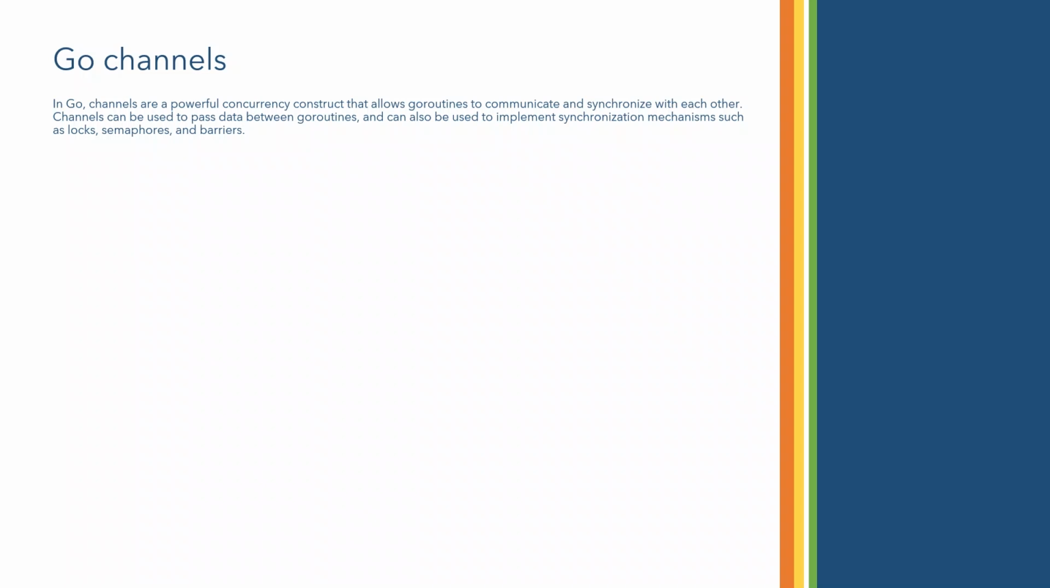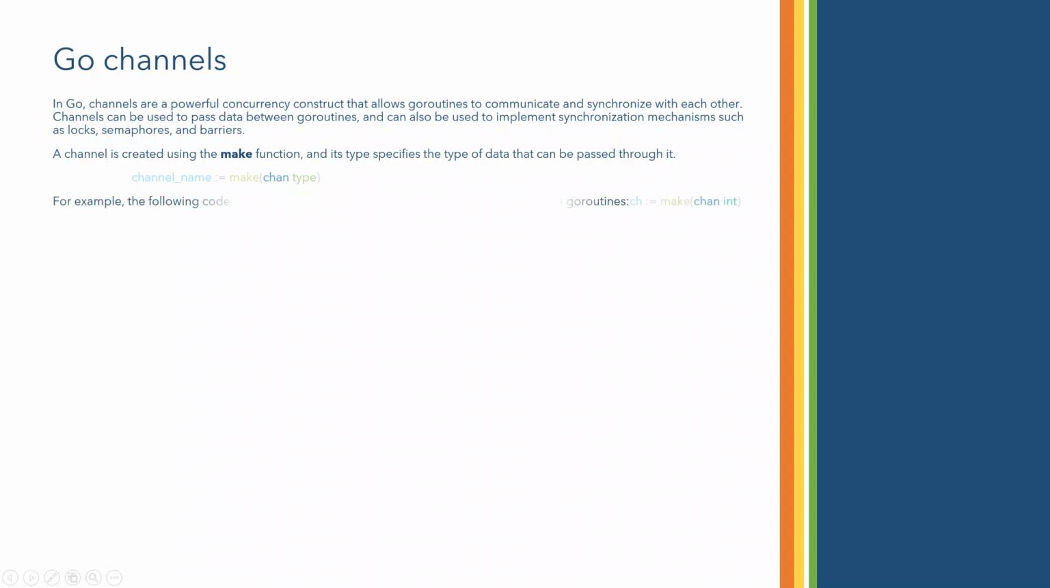Channels. In Go, channels are a powerful concurrency construct that allows goroutines to communicate and synchronize with each other. Channels can be used to pass data between goroutines and also to implement synchronization mechanisms such as locks, semaphores, and barriers. A channel is created using the make function, and its type specifies the type of the data that can be passed through it.